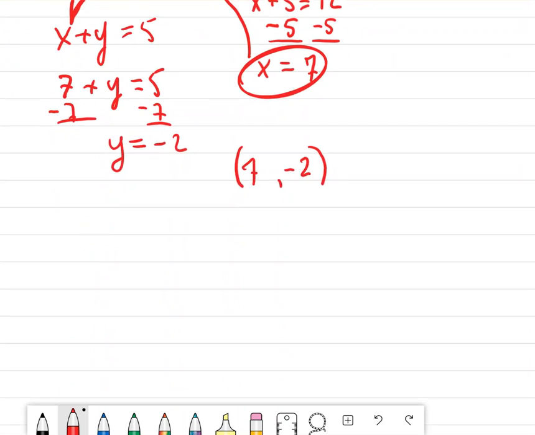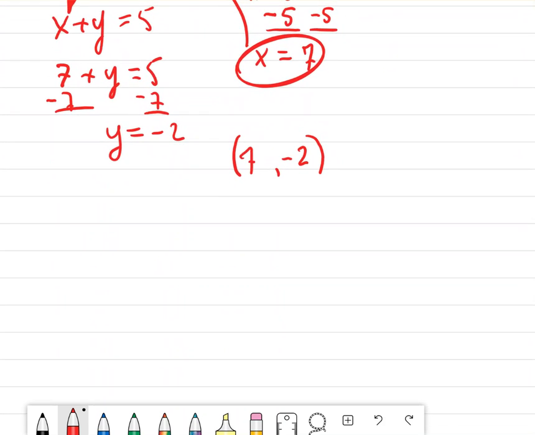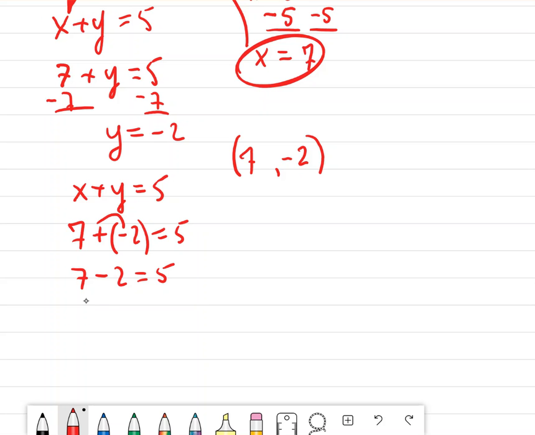Now we want to see that our solution is correct. So what we're going to do is bring back the original equations, x plus y equals 5, and let's check. So x is 7 plus y is negative 2 equals 5. A positive times a negative is a negative, so 7 minus 2 equals 5, and that means 5 is equal to 5. So it double checks.